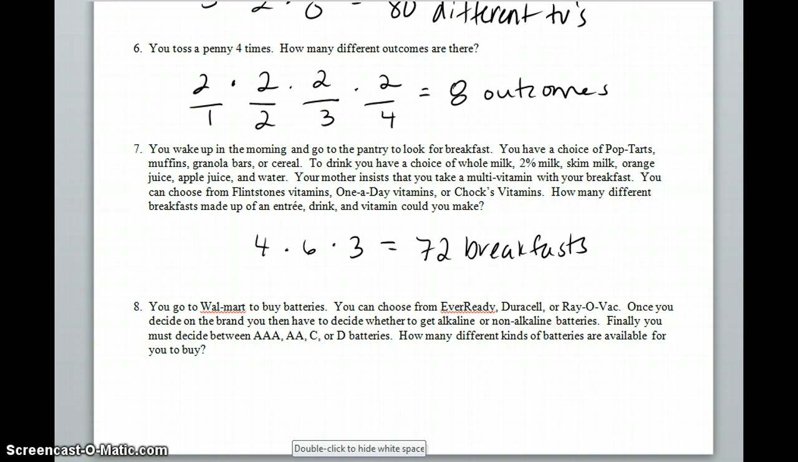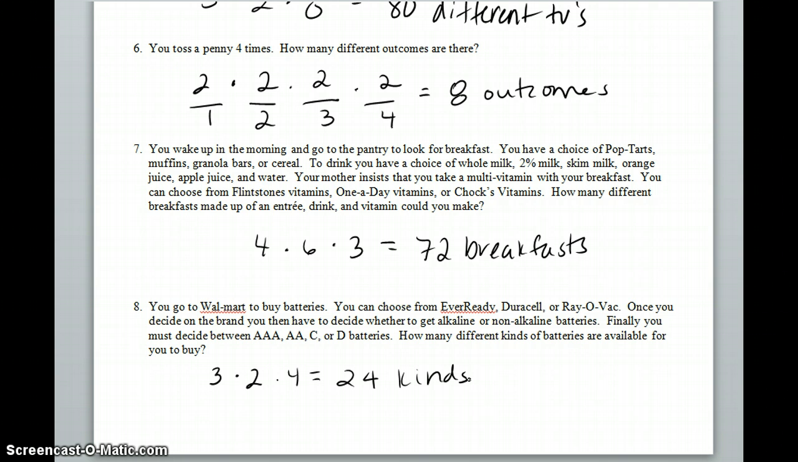So let's continue on to the last problem, number 8. It says you go to Walmart to buy batteries. You can choose from Everready, Duracell, or Rayovac, which means you have 3 choices of batteries. Once you decide on the brand, then you decide if you want the 2 different types. So you have 2 choices. And then you decide on what size. So 1, 2, we have 4 choices there. So you have 24 different kinds of batteries that you can buy.